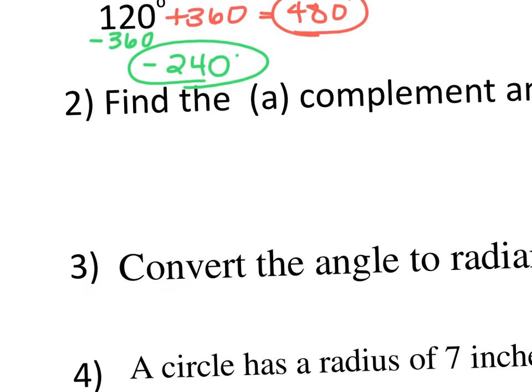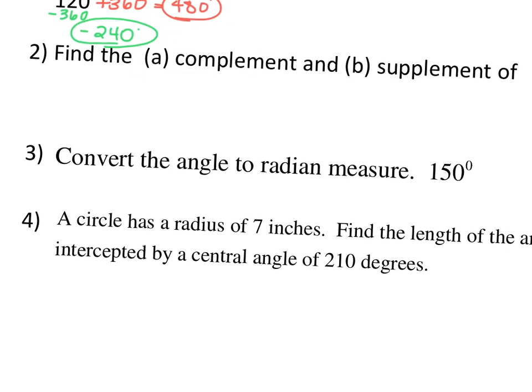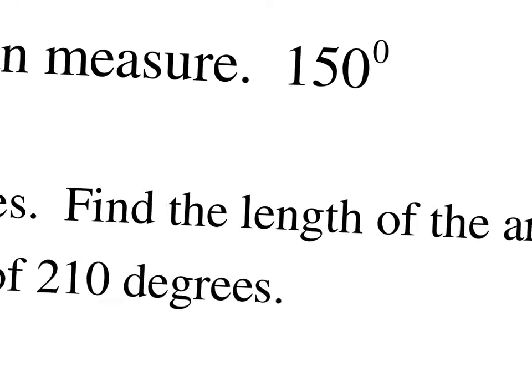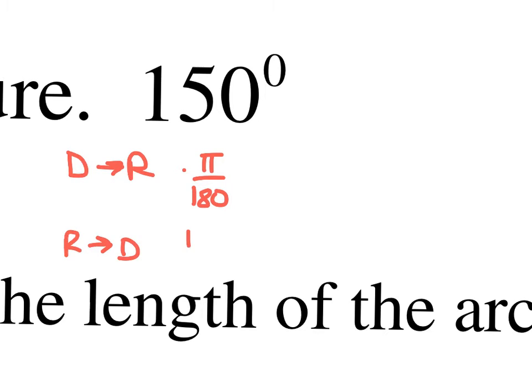Okay, 2 we're going to go back to today because we're going to talk about complement and supplement in today's note. 3 said convert the angle to radian measure. Remember, if it's got the degree symbol, that's how you know it's in degrees. To get from degrees to radians, you do what? Good. Multiply by pi over 180. If I was going radians to degrees, good. Multiply times 180 over pi. So this one is times pi over 180.